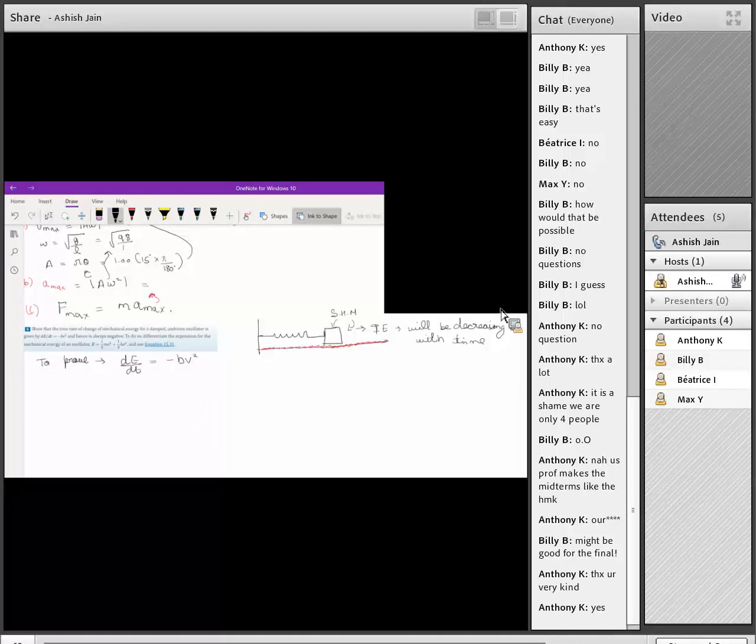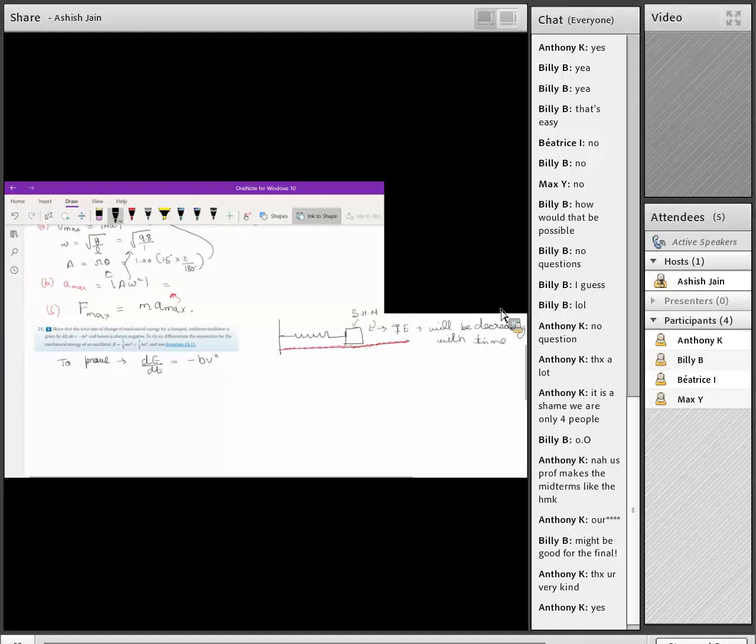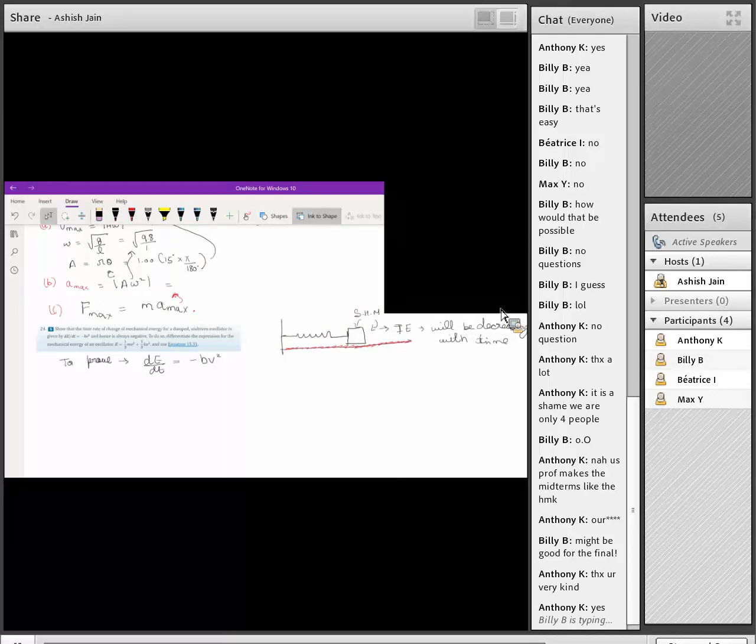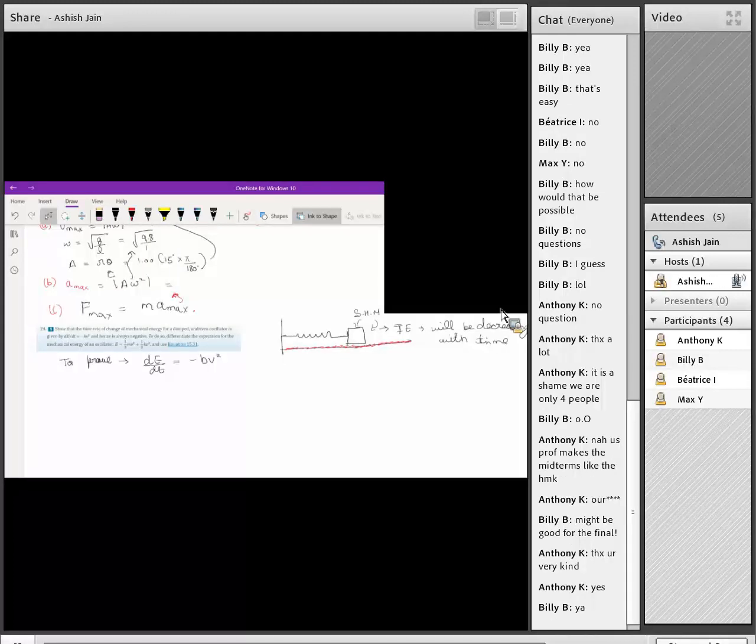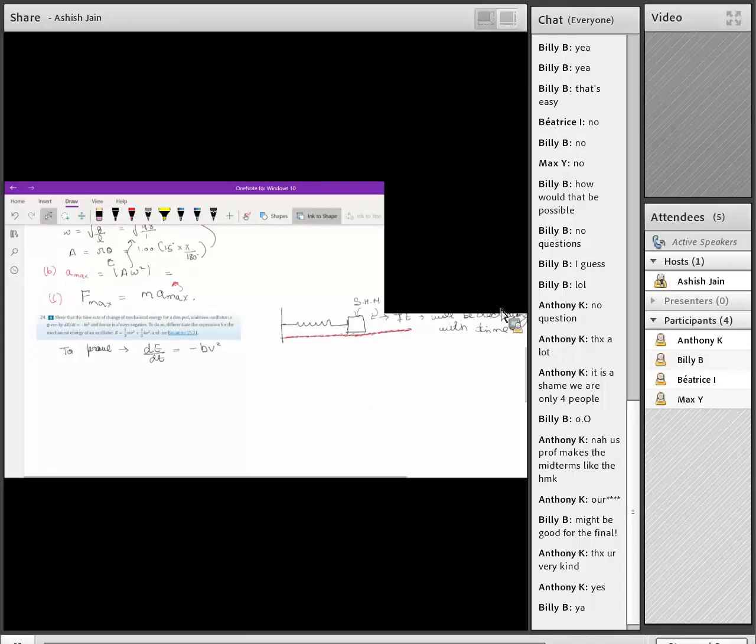Okay, so that will be decreasing with time. So they're just asking us to prove it. To do so, differentiate the expression for mechanical energy. Okay, let's prove it. The proofs are the easiest and the most fun to do.